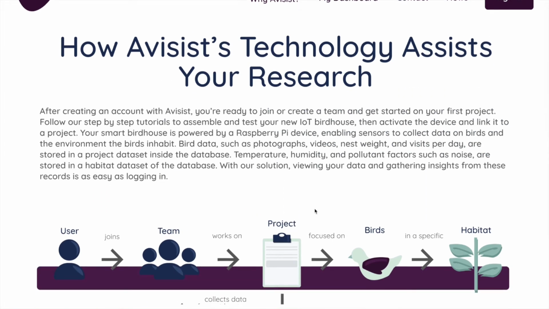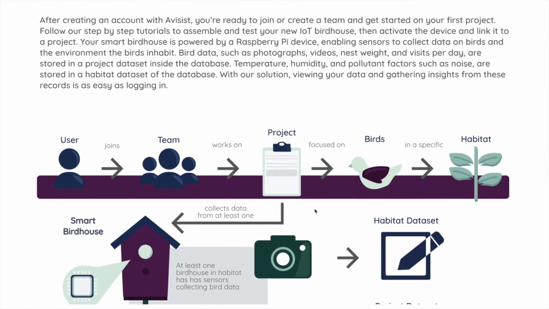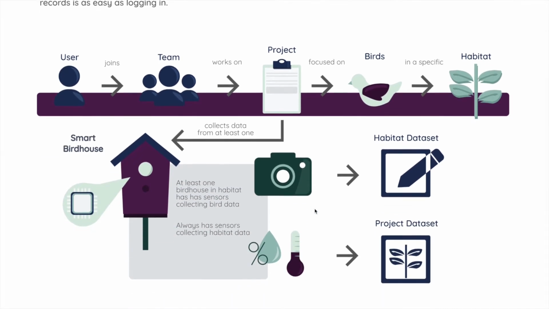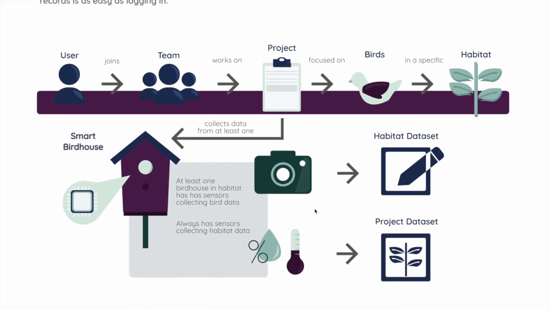So after I finish purchasing and my kit has arrived, then I head to the dashboard, and here is a diagram highlighting the progression of steps of aggregating the kit and the dashboard. So how it would happen is a user joins a team and works on a project focused on a bird in a specific habitat, and that team then will collect data through a specific birdhouse or an array of birdhouses, all hooked up to a Raspberry Pi device that has sensors collecting bird data and sensors collecting habitat data. All that data that's collected is then sent to the project data set and the habitat data set.